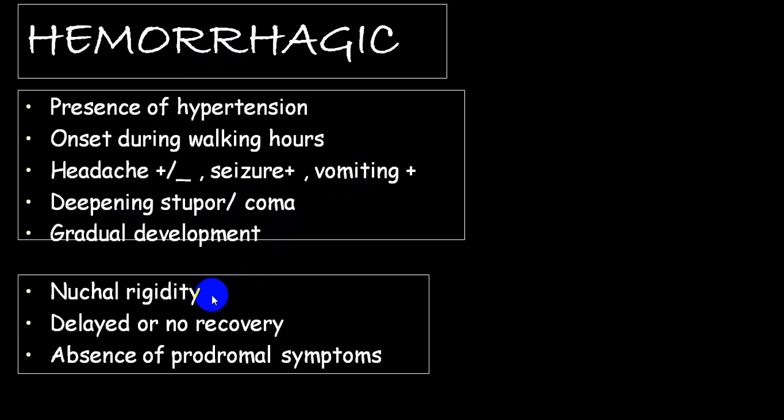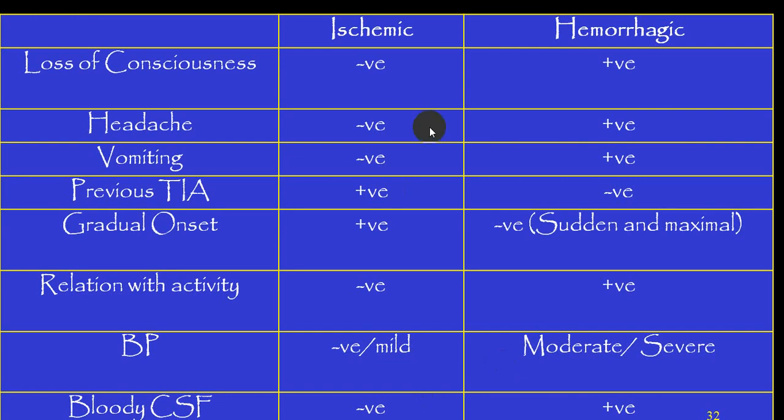And in case of subarachnoid hemorrhage and intraventricular hemorrhage, a good number of times the person will have neck rigidity along with Brudzinski sign and Kernig sign. The recovery is usually not good, may be delayed if there is some surgical intervention or procedure being done. By and large, no recovery, absence of prodromal symptoms and rapid deterioration is very, very common.